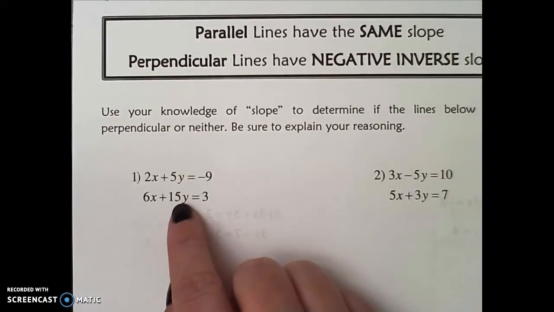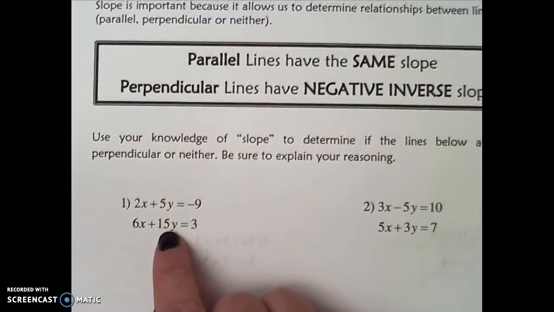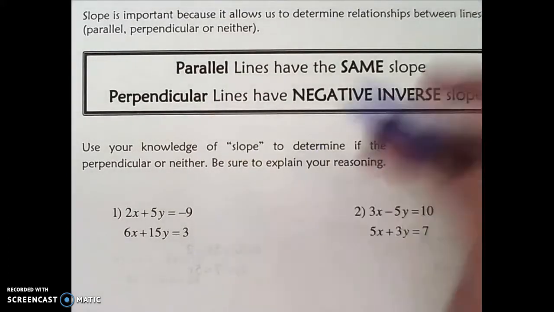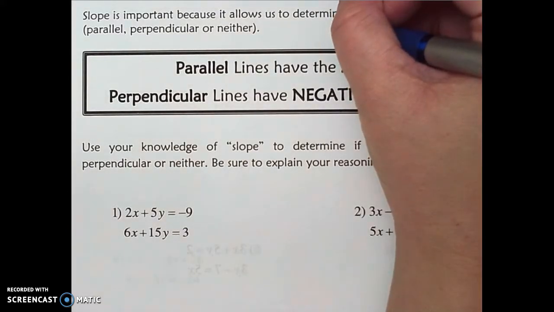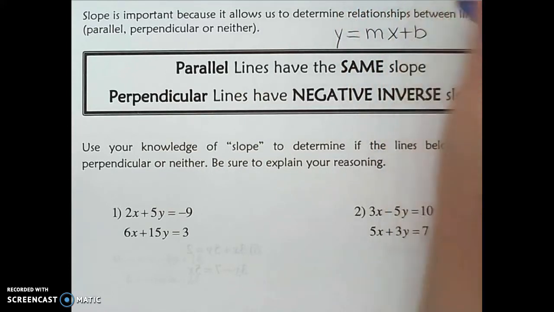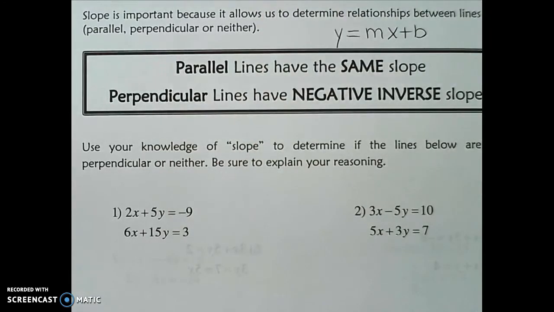So looking at example number 1, if I want to determine whether these lines are parallel, perpendicular, or neither, I need to be able to find their slopes. And in order to do that, I need to get my equations into slope-intercept form of the equation of the line. And just as a reminder, my equation of a line in slope-intercept form looks like y equals mx plus b, where m is my slope.